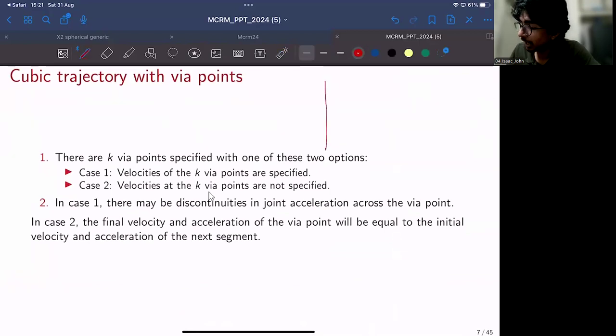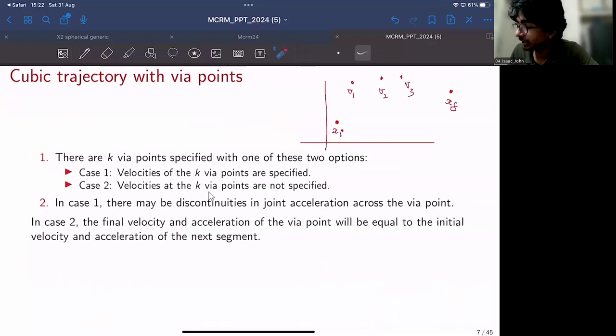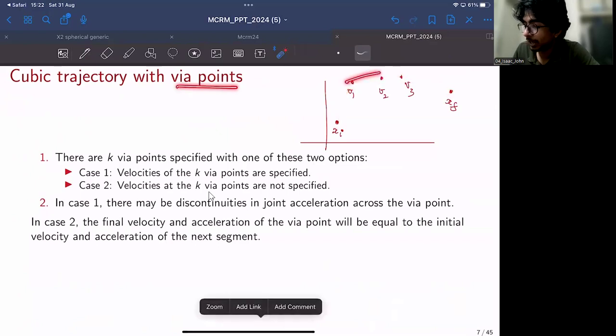But what happens if you have multiple points like this? If this is your initial point, and this is your final point, and the joint that you are planning the trajectory on is also desired to go through each of these individual points, v1, v2, v3, right? So your desired path of your joint should be something like this. It should go through all these points. We call these intermediate points via points.